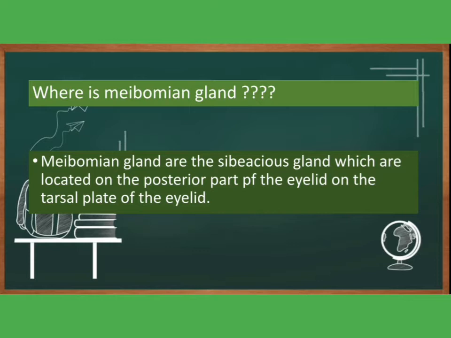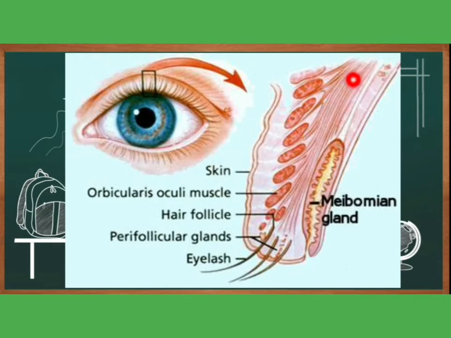The Meibomian gland is a type of sebaceous gland, okay, which is present on the tarsal plate of the eye. So here I wrote that Meibomian glands are sebaceous glands which are located on the posterior part of the eyelid on the tarsal plate. Okay, so these are located on the tarsal plate, as you can see in this picture. So here Meibomian glands are marked.